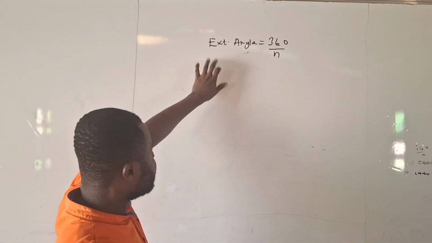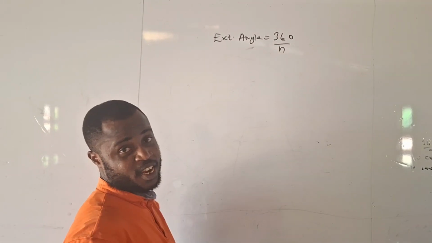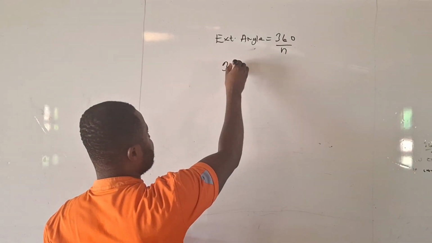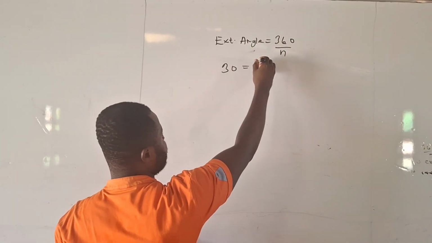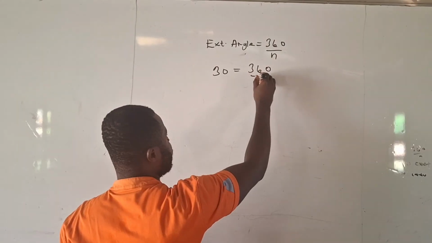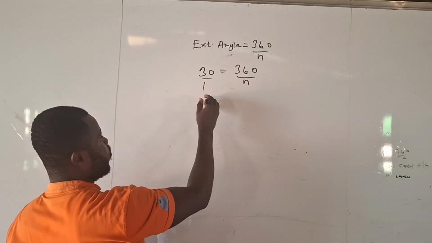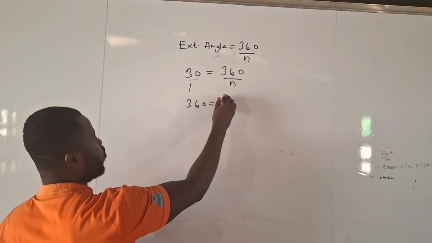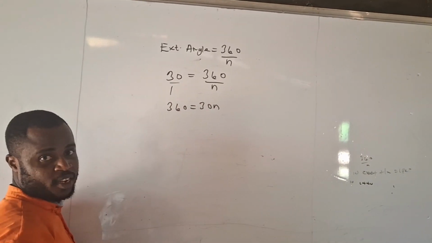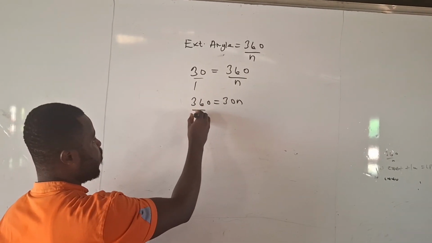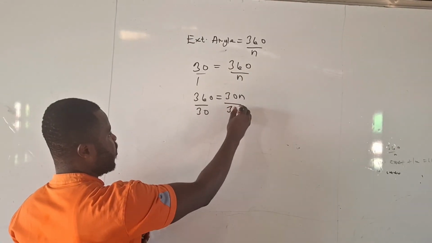Here they've given us the exterior angle. They say to find the number of sides, which is the n. So we have 30 as the exterior angle given to us is equal to 360 over n. So here we are going to find n. So we cross multiply. So we have 360 is equal to 30n. So to get our n, we divide here by 30, here by 30.